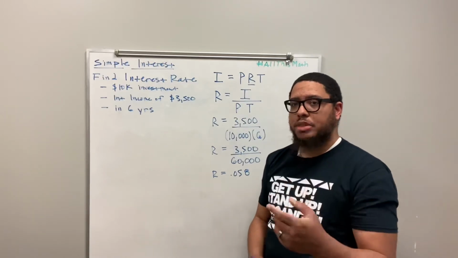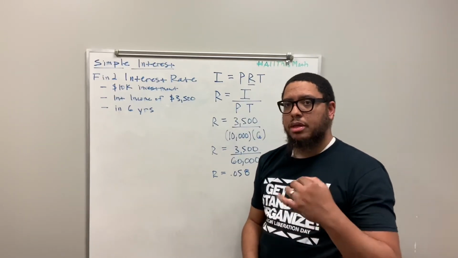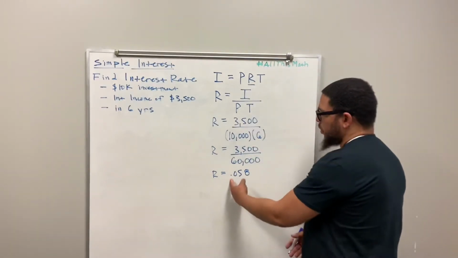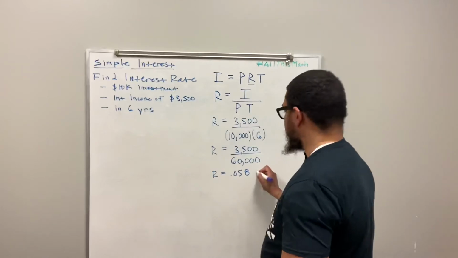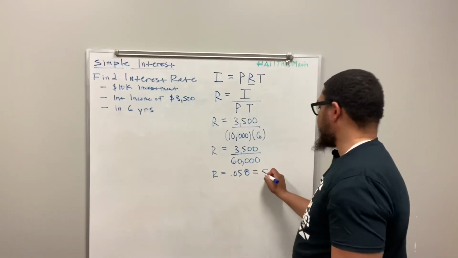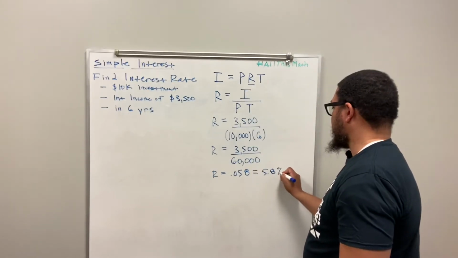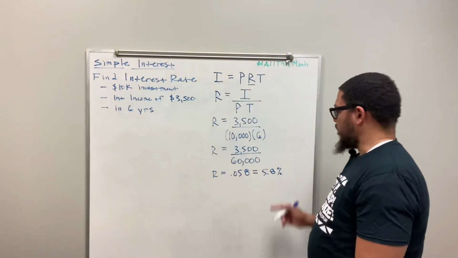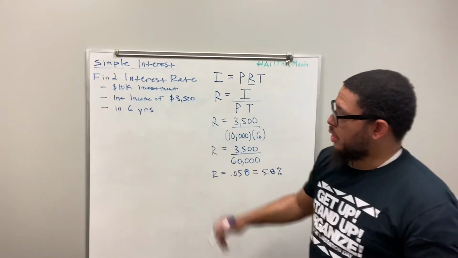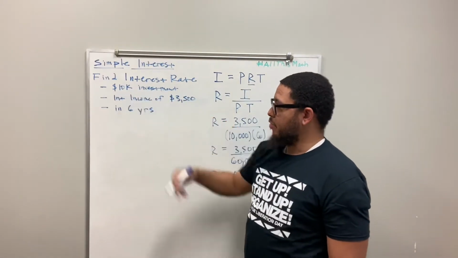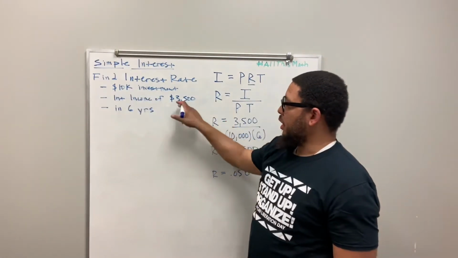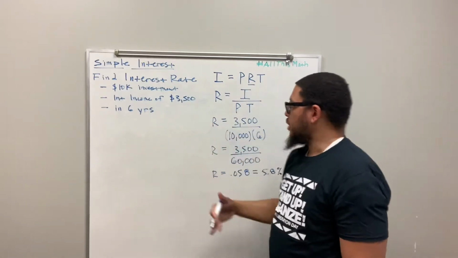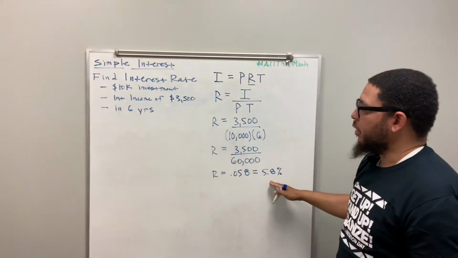Or what's the opposite of dividing by 100? The opposite of dividing by 100 is multiplying by 100. So if you multiply 0.058 times 100, you get 5.8%. That's the answer to this question. The interest rate was 5.8%. So if you took a 10K investment and you ended up with interest income after 6 years of $3,500, that means that your interest rate must have been 5.8%.